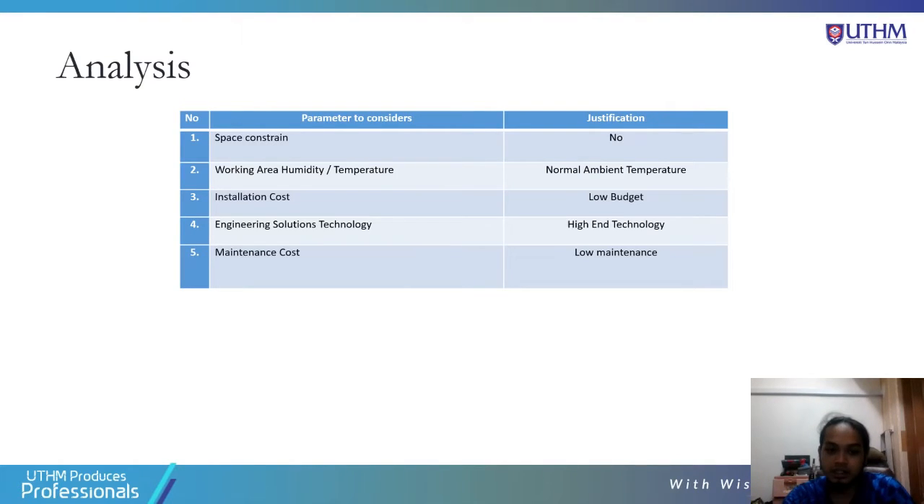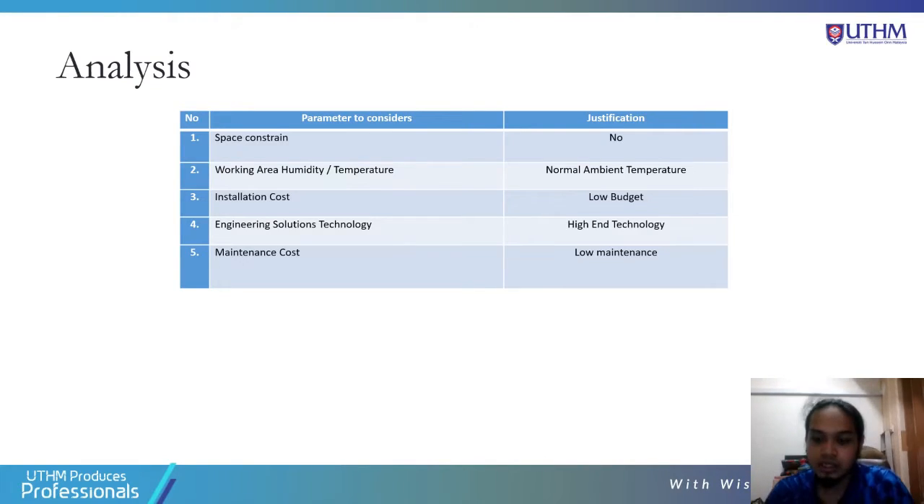The fourth one is the engineering solution technology. The ball mill machine uses high-tech manufacturing in general. We refer to the cutting-edge innovations that are used to produce high-quality precision engineered parts and mechanical assemblies that have a game-changing effect in the industry.